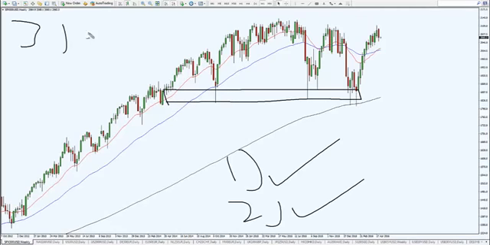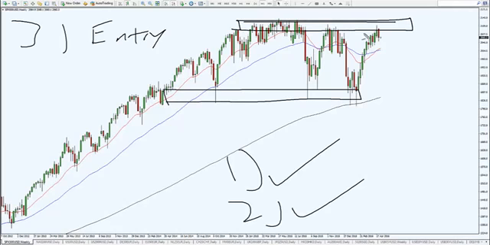The third thing is we're going to look for an entry. So where is the entry that we're looking for? At the area of value. Right now, price is not at the area of value. It's near a resistance area. So you want it to retrace lower back into this area of value over here. And once you have it, you set your stop loss and plan your profit targets. As simple as it is.